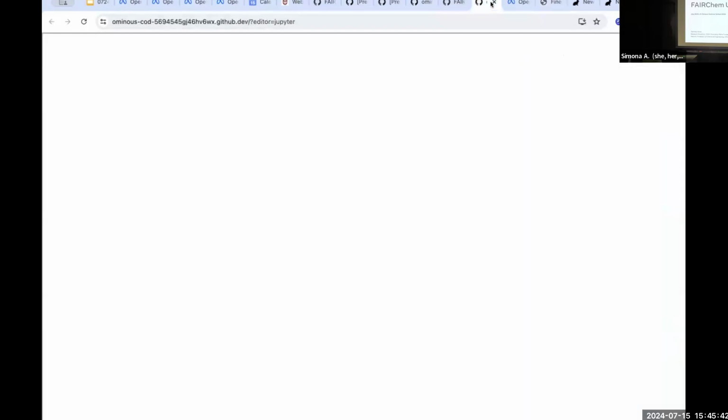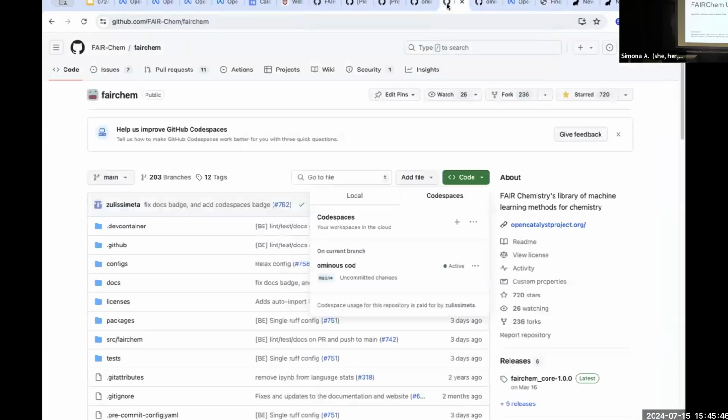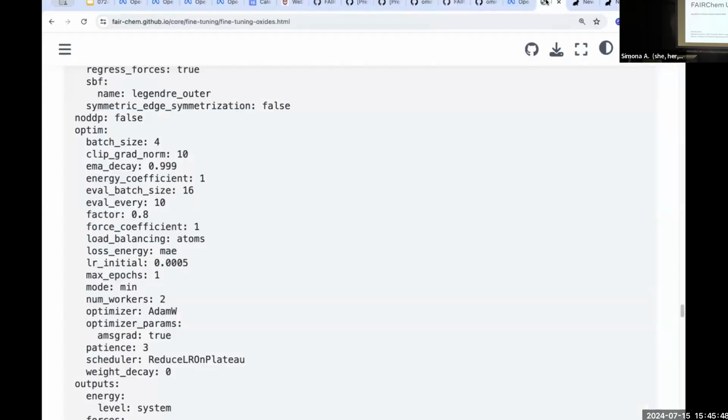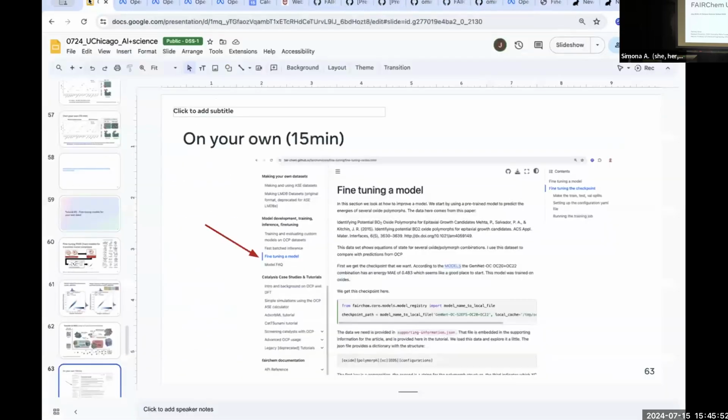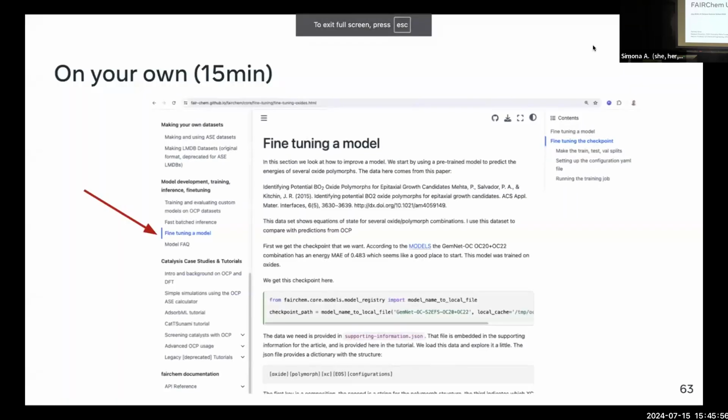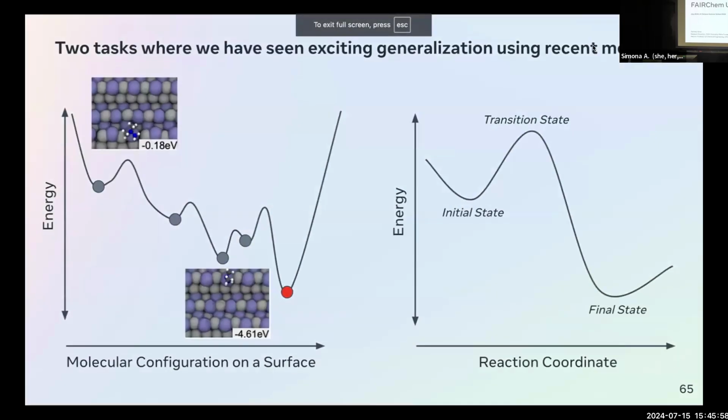Okay, as one more example of something that's a little bit more researchy, and again, feel free to run these things afterwards in your own time. Another area where we've seen really cool generalization is in transition state calculations. On the left is this global optimum. This is the Open Catalyst demo. It's just trying to find the best minimum on a surface.